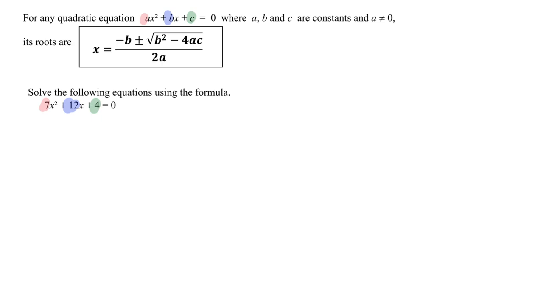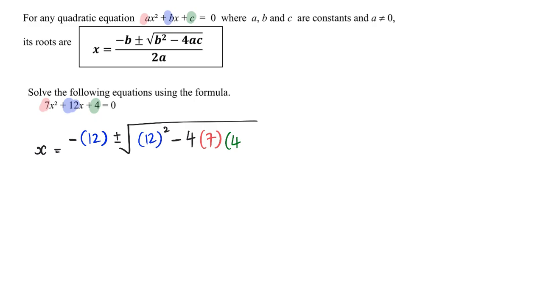So I am going to substitute into the formula. So therefore, x will be equals to negative B. Notice, I usually use a bracket when I substitute the values. And this is a square minus 4AC. And the whole thing over my 2A.